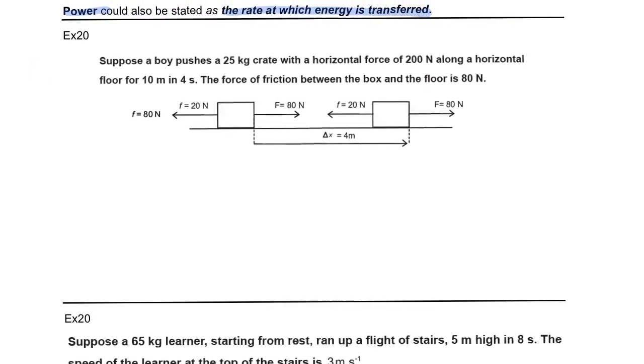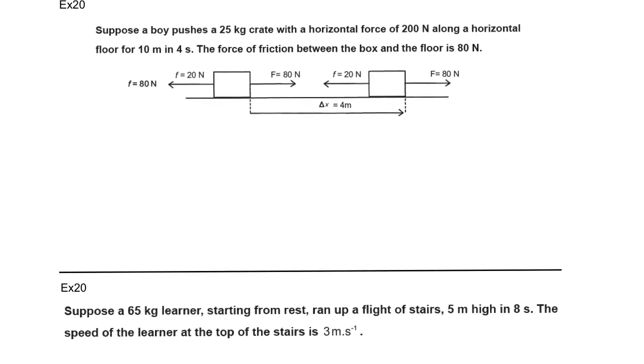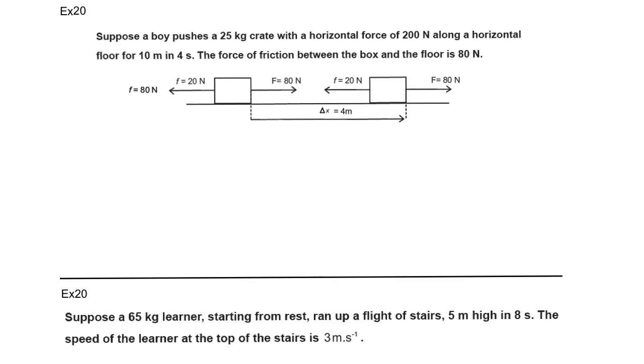Right, let's have a look here. Example 20. Suppose a boy pushes a 25 kilogram crate with a horizontal force of 200 newtons along a horizontal floor of 10 meters in 4 seconds. The force of friction between the box and the floor is 18 newtons. Right, so let's just have a look here at what information I've got.